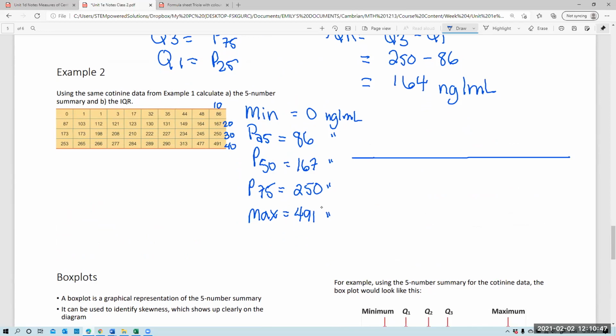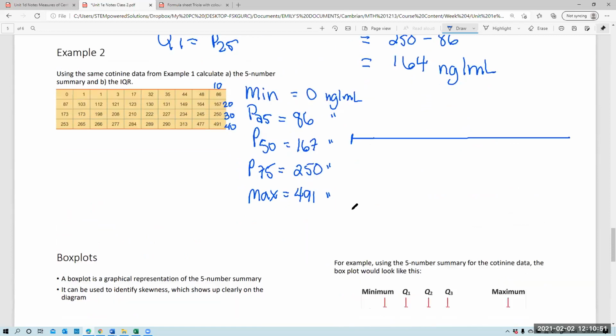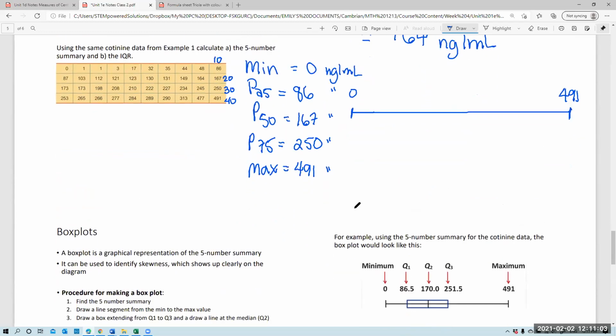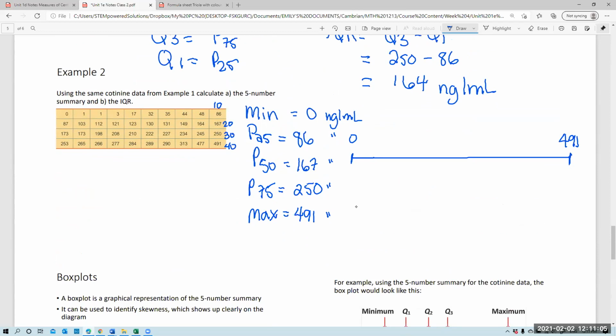Okay, so this value right here would be the minimum, which is equal to 0. This value over here would be equal to the maximum, which is equal to 491. Oh, it's actually already drawn right below. Whoops. Okay. And then we would have Q3.